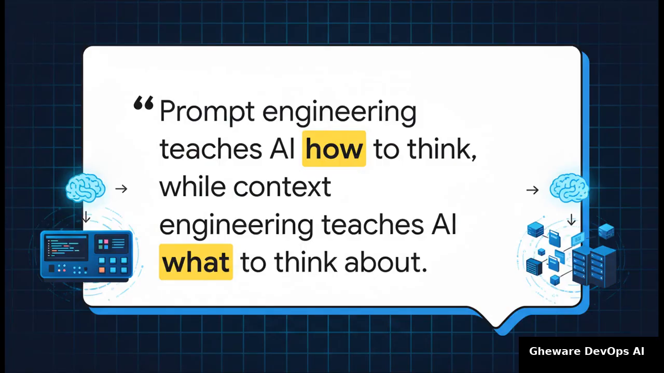I love this quote because it just nails the difference. Prompt engineering teaches the AI how to think. It's about crafting that perfect instruction. But context engineering, that teaches the AI what to think about. It provides the perfect curated universe of knowledge for that instruction to operate in. One is the command, the other is the entire library.